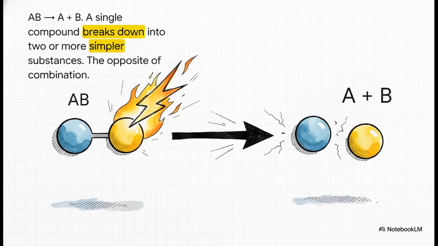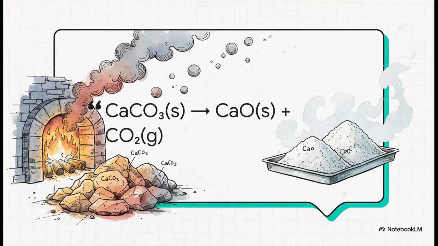Next, let's flip that idea completely on its head. We have decomposition. Here, you start with one complex compound, AB, and it breaks down into 2 or more simpler parts, A and B. Now, since you're breaking bonds, this usually needs a little push, some energy, like from heat or electricity to get it started. A huge, real-world example is in making cement. You heat up limestone, calcium carbonate, and it decomposes. It breaks right down into 2 simpler things, quicklime and carbon dioxide gas. One single reactant becomes 2 separate products.